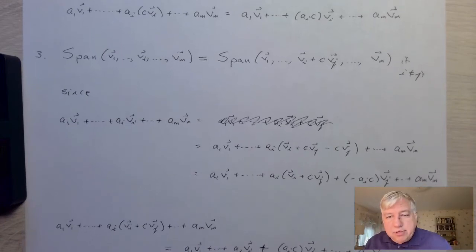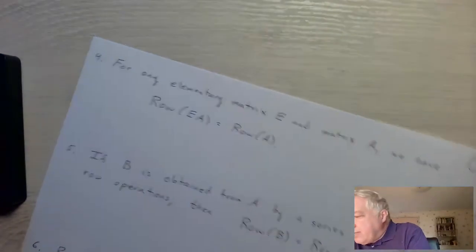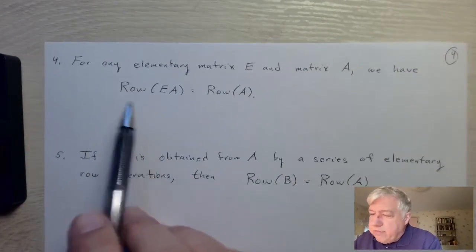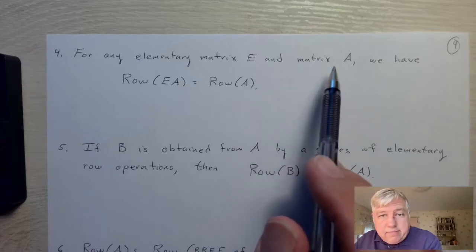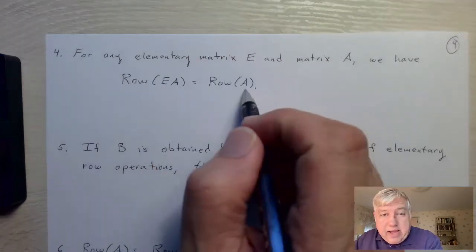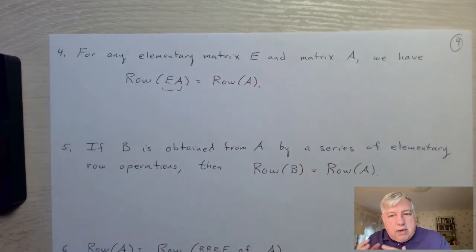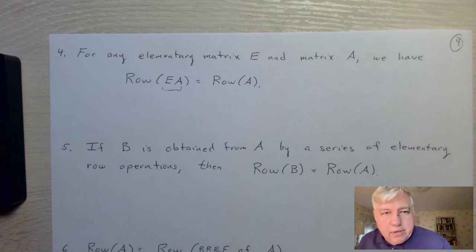So what we've shown is that if these Vi's are rows of a matrix, we can see that the row space will be unchanged by any one elementary row operation. Or another way of saying this is that for any elementary matrix E, the row space of EA is the same as the row space of A, because remember EA is just A with the elementary row operation that E represents applied to it.